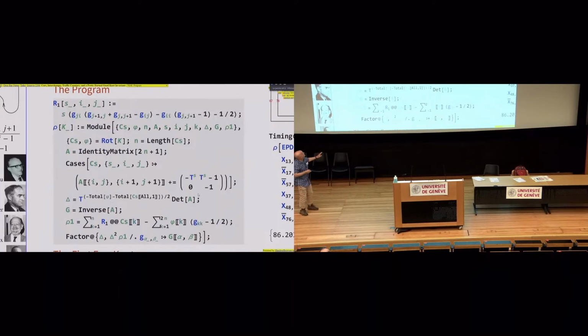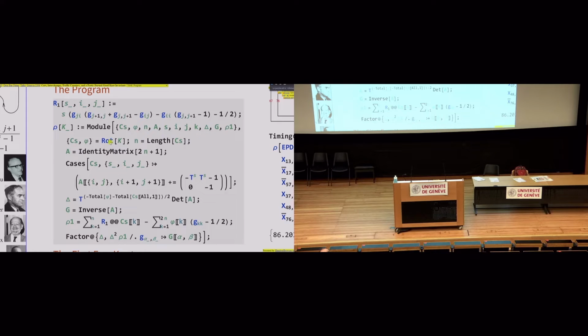And then here is the full program. First of all, the first two lines define R1 of S and I and J, so R1 of a crossing. Then I define rho of K to be, well, some local variables. And the first thing that I do is I compute the rotation number of K.